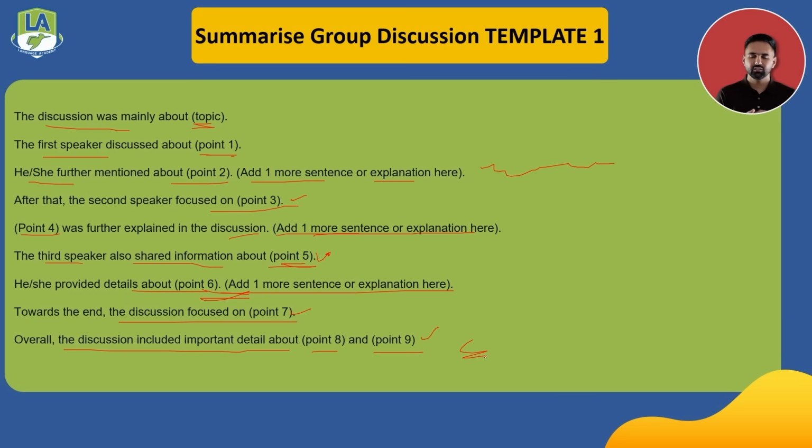All right. So basically what I have done is I have given you a sentence for introduction, 3 points for the first speaker, 3 points for second, and 3 points for the third, and then 2 points for conclusion. There's no hard and fast rule that you have to just follow the words which I've given you.